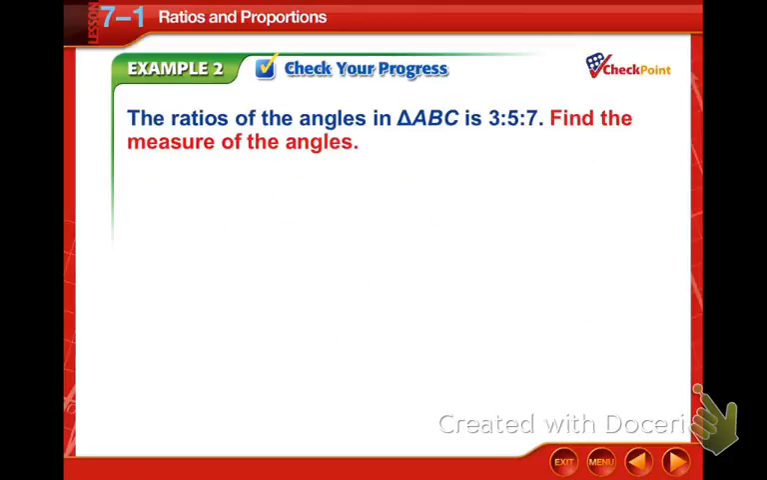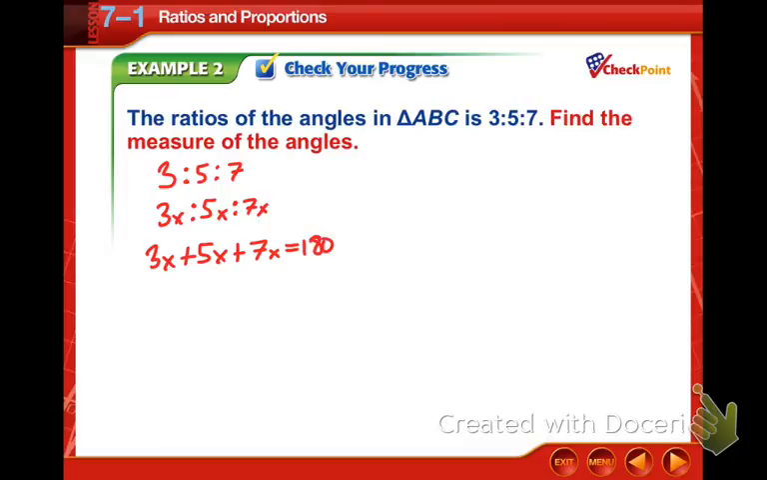Same process for this problem. 3 to 5 to 7, that's the ratio for the angles, so we need to find those measures. So same process: 3x to 5x to 7x. So 3x plus 5x plus 7x is equal to 180.